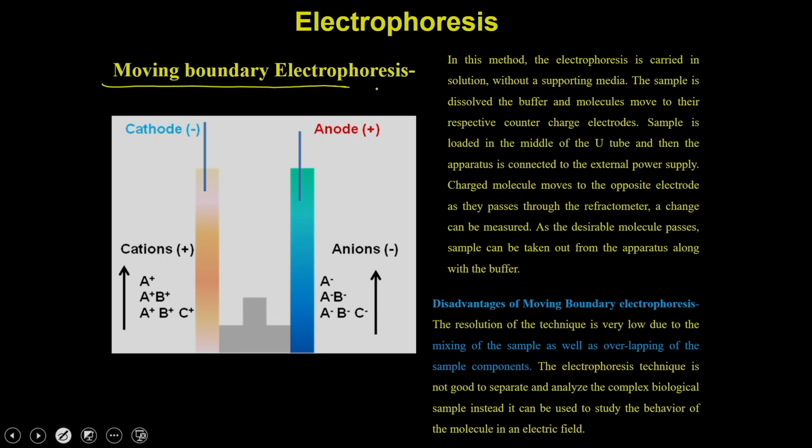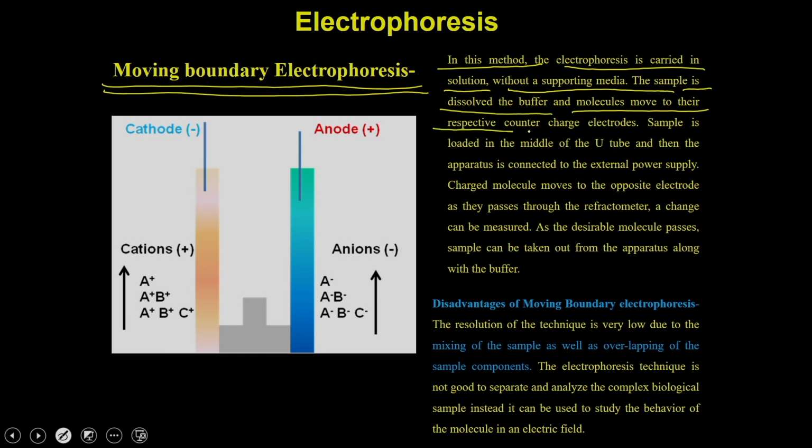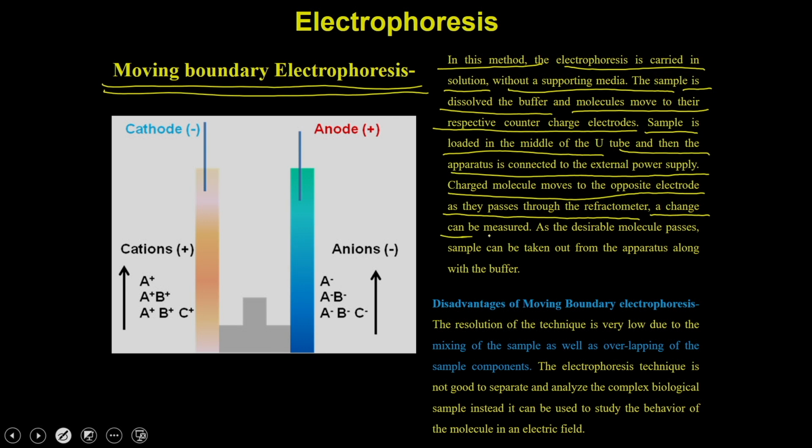So, the first apparatus people designed is called moving boundary electrophoresis. In this method, the electrophoresis is carried out in solution without a supporting media. The sample is dissolved in buffer and the molecule moves to its respective counter-charge electrode. The sample is loaded in the middle of the U tube and then the apparatus is connected to the external power supply. The charged molecule moves to the opposite electrode. As they pass through the refractometer, a change can be measured. As the desirable molecule passes, the sample can be taken out from the apparatus along with the buffer.